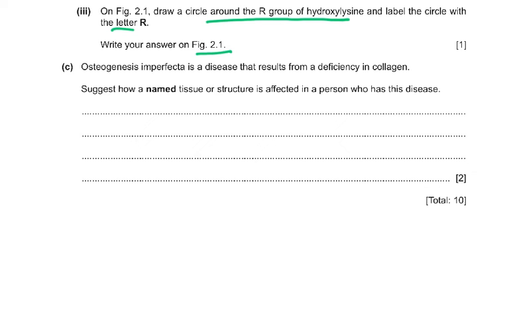Now let's go on to, it says osteogenesis imperfecta is a disease that results from a deficiency in collagen. Suggest how a named tissue or structure is affected in a person who has this disease. Where is collagen found? Collagen is found in the wall of the arteries, in blood vessels, in cartilage, in the bone, in ligaments, in the skin, in tendons. So if it's not deposited in the bones and the skin and the tendons, they're going to be weaker, deformed, easily broken. The blood vessels or the cartilage, let's talk about the bone. Bone will be weaker, it will be easily deformed or easily broken.